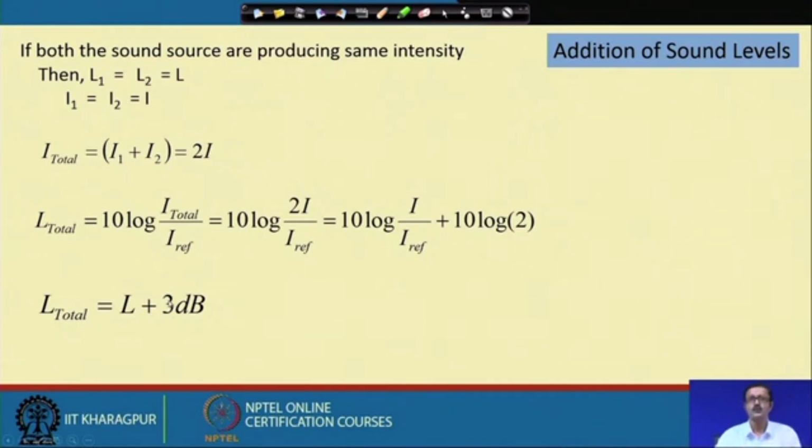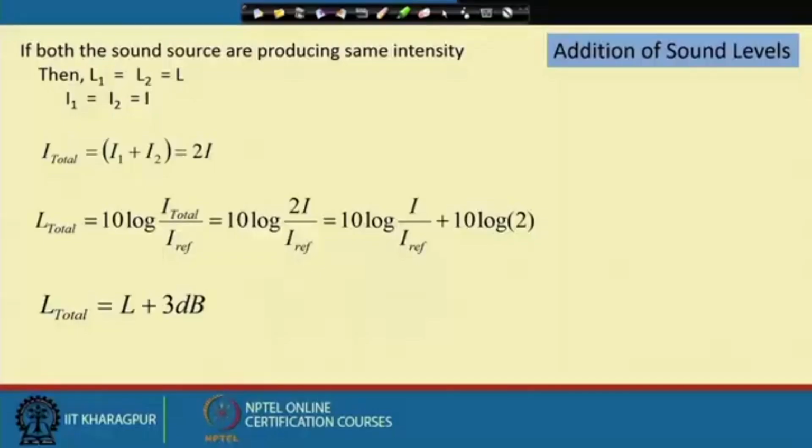So, if two sound sources of equal nature, equal output, equal decibel level are added, suppose 30 and 30 are added, the resultant will be 30 plus 3, which is 33. That is what it tells us.